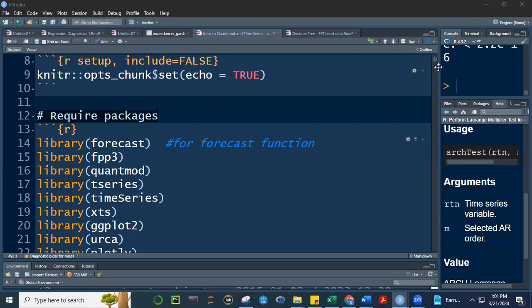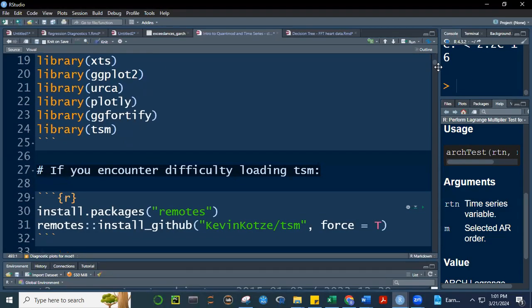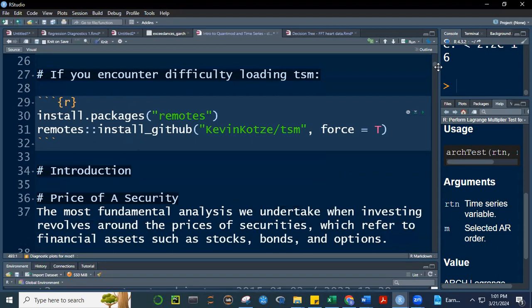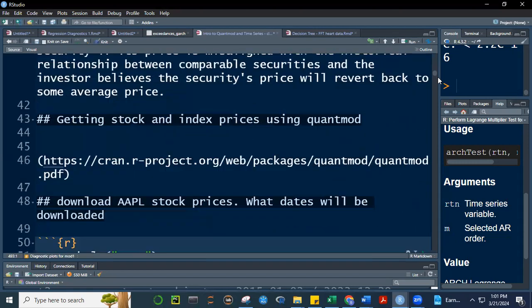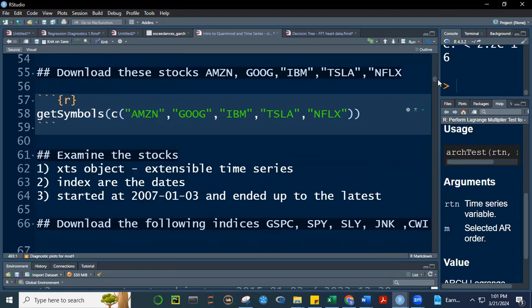So good afternoon once again. We're going to continue our discussion on time series analysis. In particular, we would like to make use of the ARIMA modeling because it's a very helpful and useful tool as far as time series analysis is concerned.